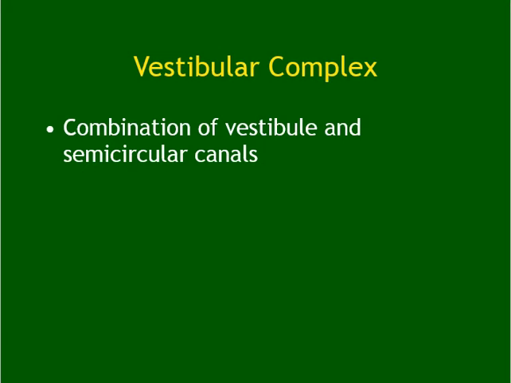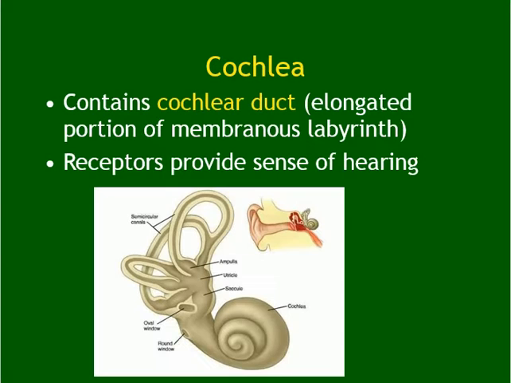The vestibule and the semicircular canals together, we call it the vestibular complex. The vestibule by itself is the utricle and saccule. If you add the semicircular canal to it, now we call it the vestibular complex. The next part is the cochlea, and the cochlea is responsible for hearing.